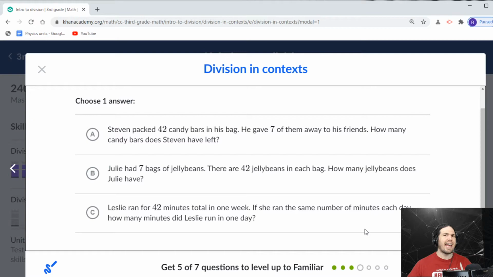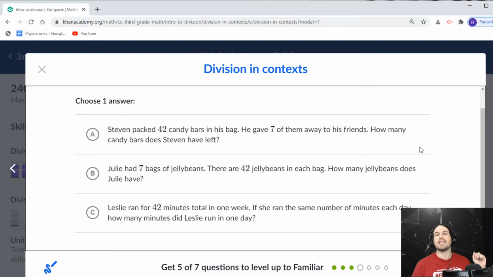So taking a look at A, looks like subtraction to me. If I give 7 away to my friends, that I am subtracting candy bars, as opposed to I am divvying it up amongst my friends.